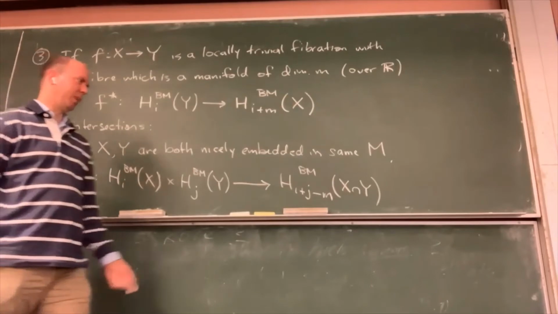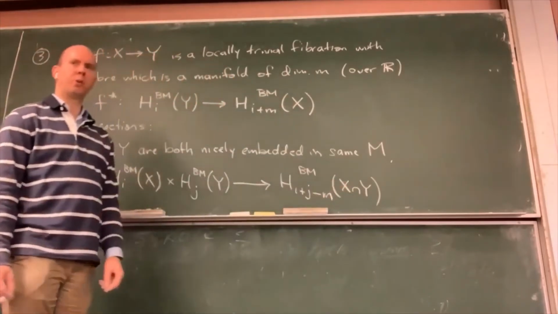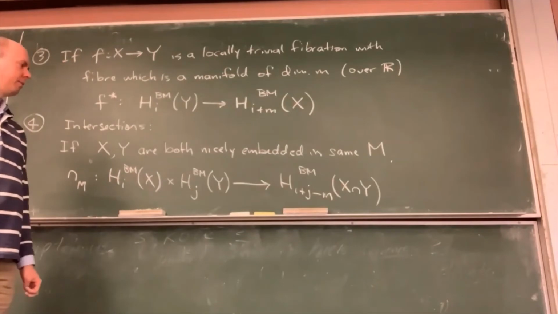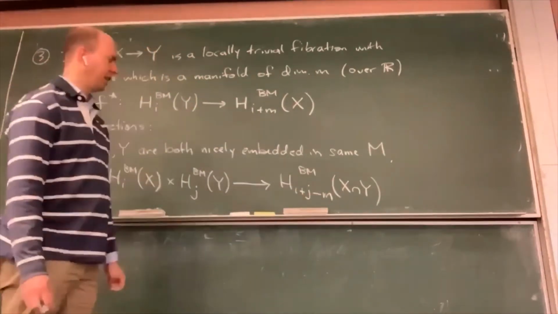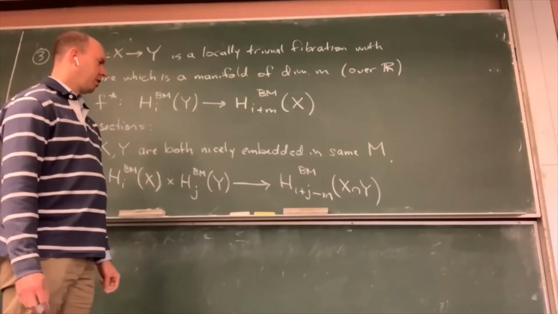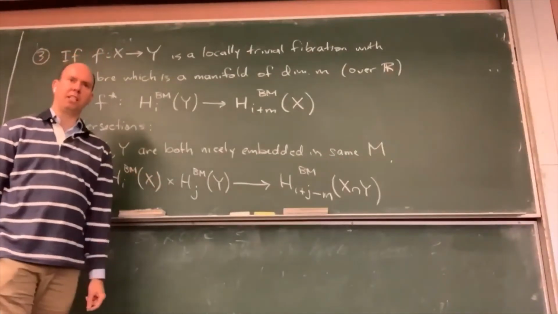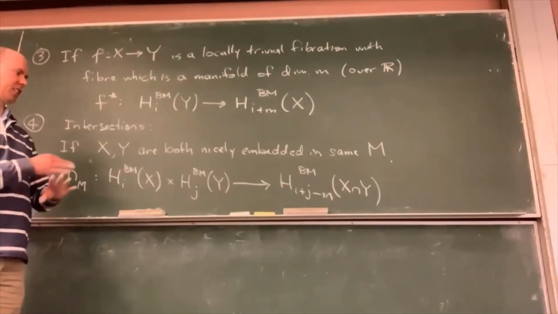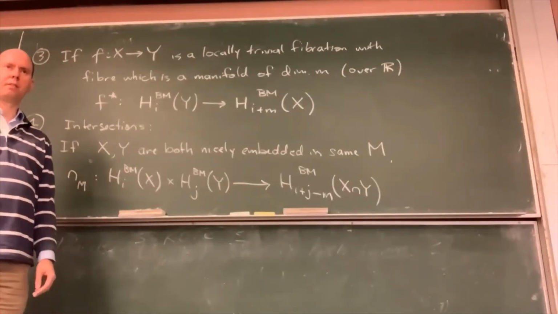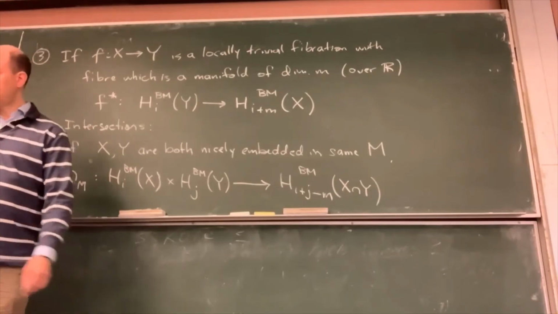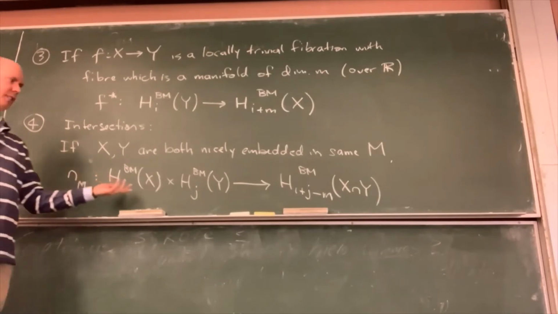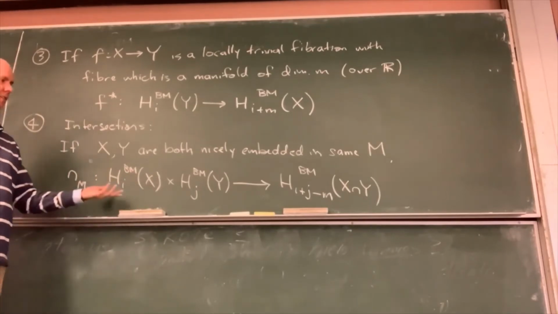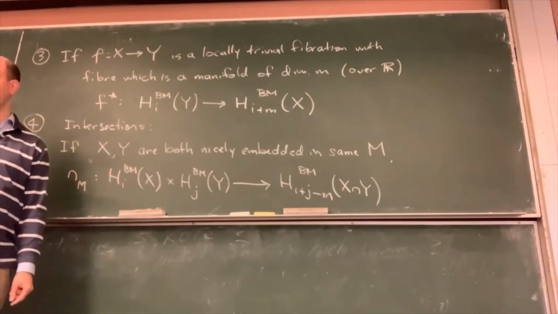Maybe you have to separately assume that the intersection is nicely embedded in the same M. I'm not sure that that actually follows from the statements for X and for Y. So this i plus j minus m is somehow the dimension you would expect the intersection to be if the intersection was transverse in some sense. The proof of this again is just a matter of translating it into a statement about the relative cohomology groups of M, and there it translates into the cup product on relative cohomology.